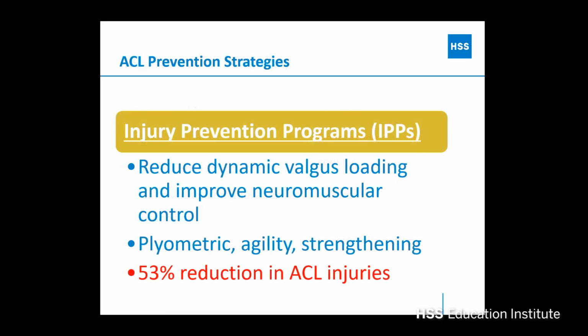So in a more systemic way, there have been a number of what are called injury prevention programs. And these IPPs are aimed to reduce dynamic valgus loading and improve neuromuscular control. They involve a combination of plyometric, agility, and strengthening exercises formulated into a program. These programs are increasingly widespread and have been studied and shown to reduce the number of ACL injuries in leagues and teams that adopt these IPP programs by as much as 50%.